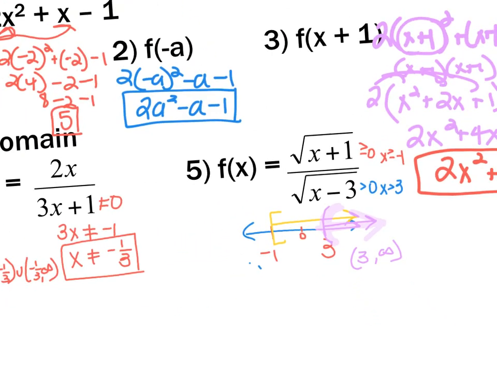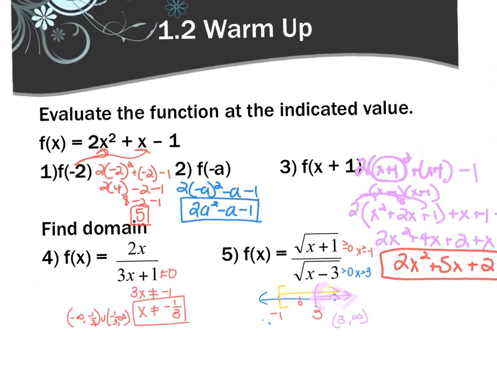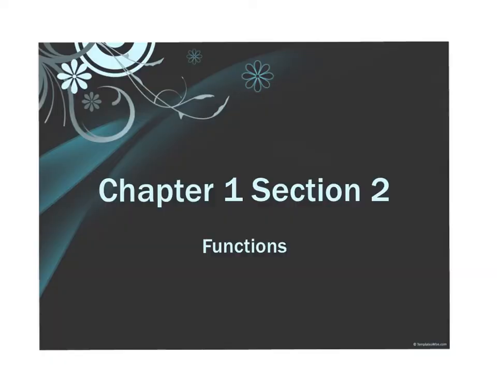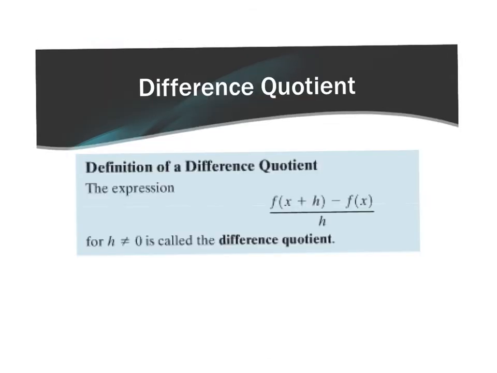Okay, so we're going to finish 1.2 today. Yesterday you did all this stuff about domain. You did all this stuff about evaluating the functions, okay? We're going to do the difference quotient. So this is most likely, unless you've seen it before, brand new to everybody. This is like a level playing field, right? And it looks a heck of a lot scarier than it is.